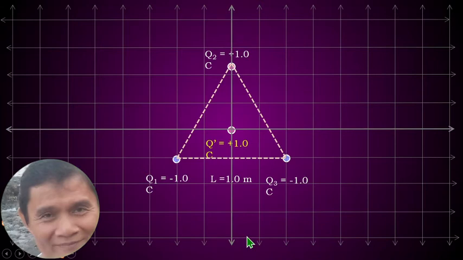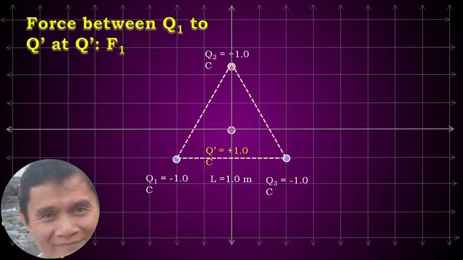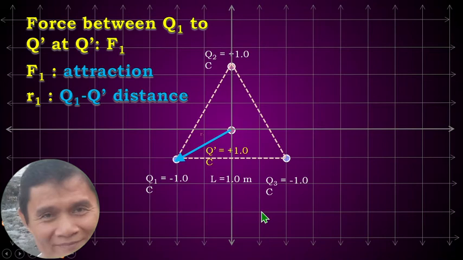Okay. So the solution to this one, if you want to have a mathematical solution, is we place first the entire system in a coordinate system. And the force of Q1 on Q prime is, okay, going that way, kasi nga attracted tong charge papunta dun sa isa. Okay? Question is, ano yung distance na yan?